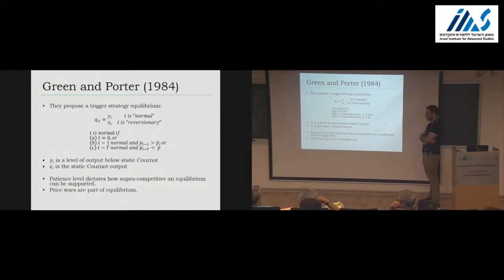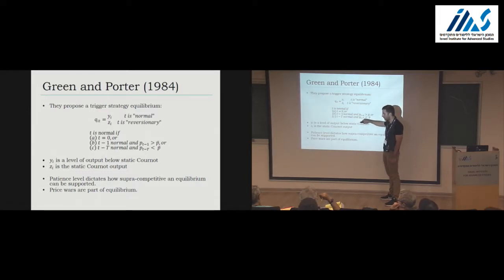Can't t be normal if t minus 1 is reversionary? Can't you go back to normal once you start? This is the going back. So here in these capital T periods between t minus T and t, you are in the reversionary. So you're punishing them for capital T periods, then you go back.